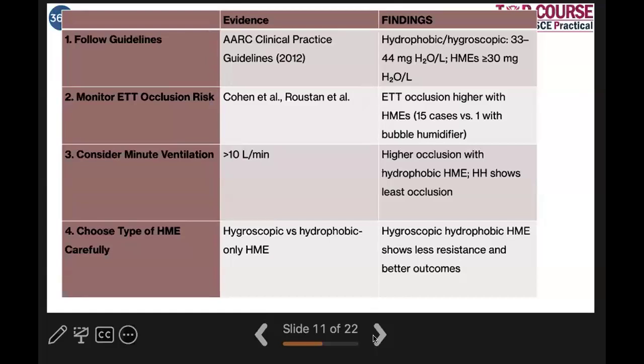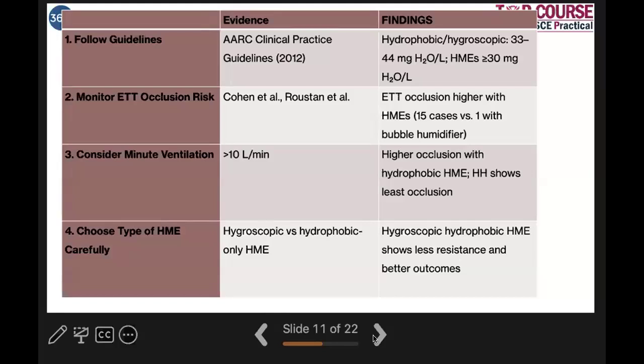Okay. And when we see the occlusion risk, as per the recent studies, the endotracheal tube occlusion risks were higher with the HME. So when you see a patient with increased resistance or increased CO2 retention, increased dead space, try to avoid that. And in a patient with higher minute ventilation, more than 10 liters per minute, even hydrophobic HME had more occlusion compared to the heated humidifier.